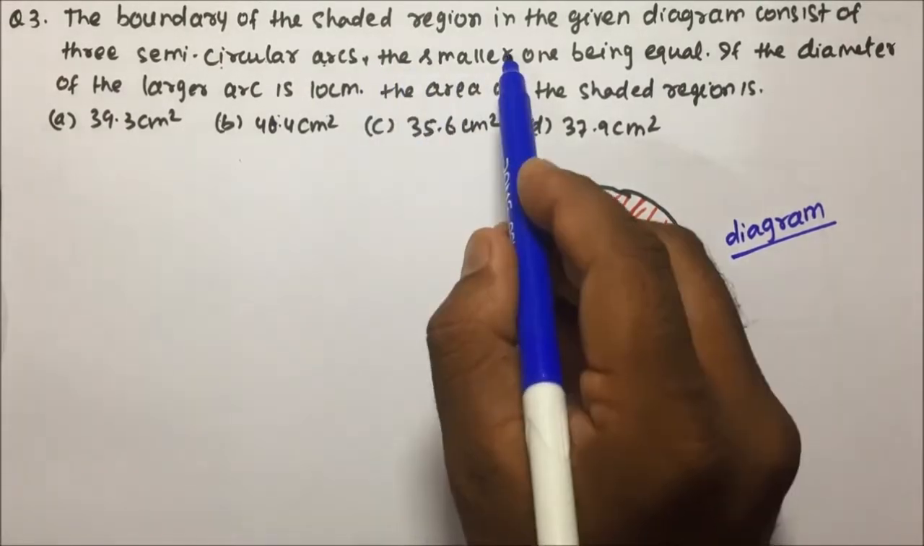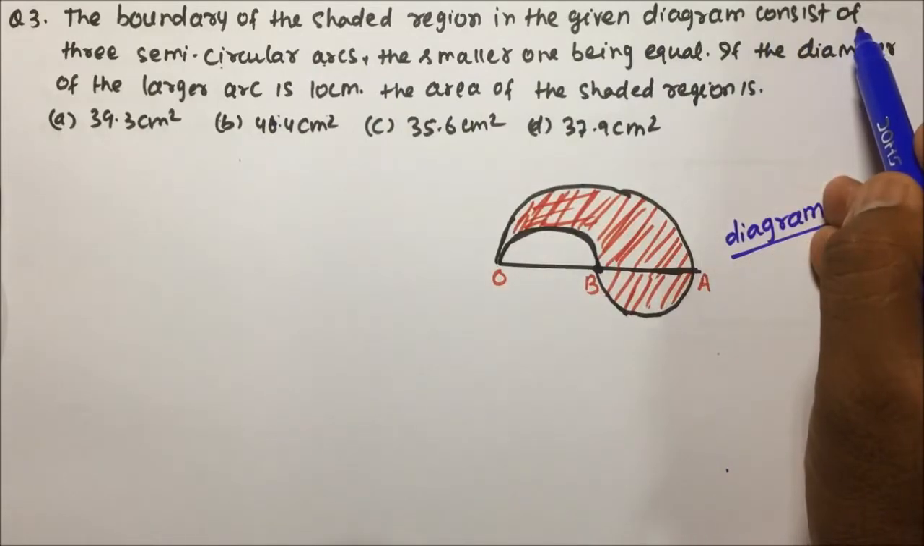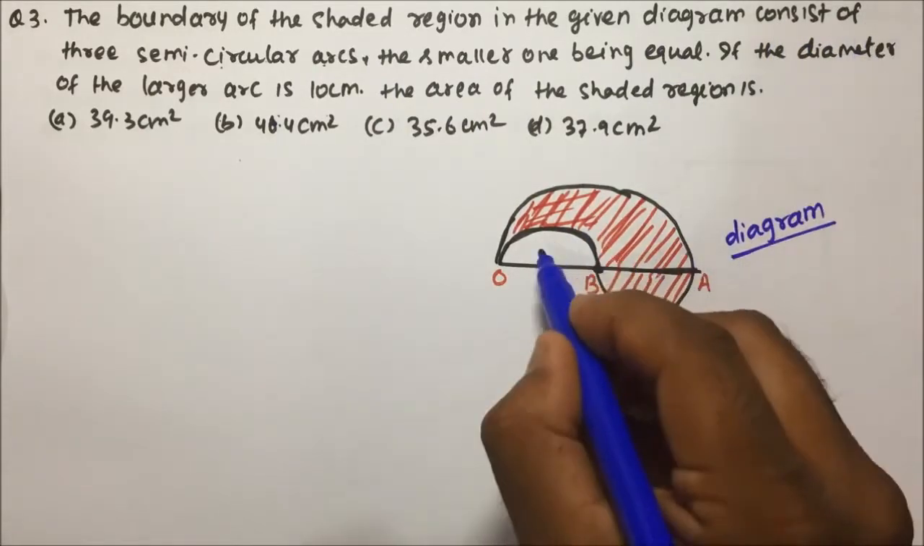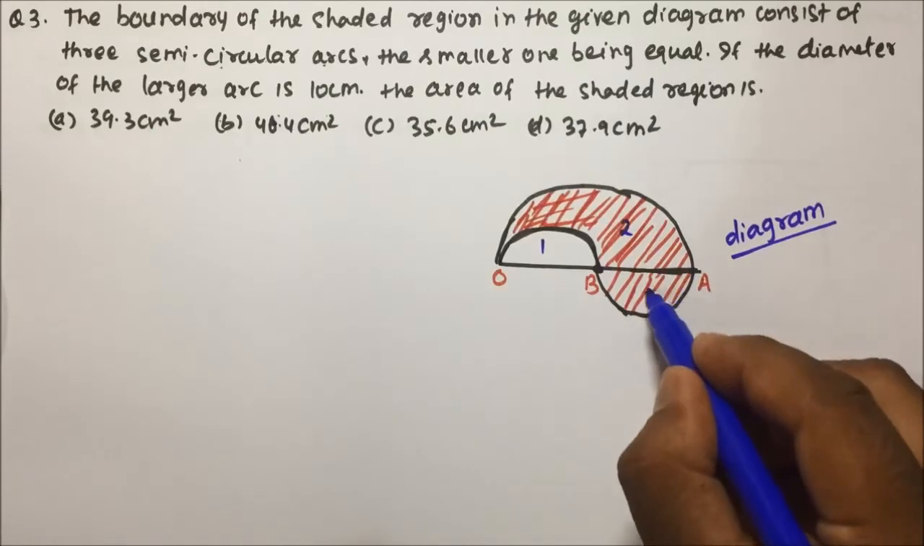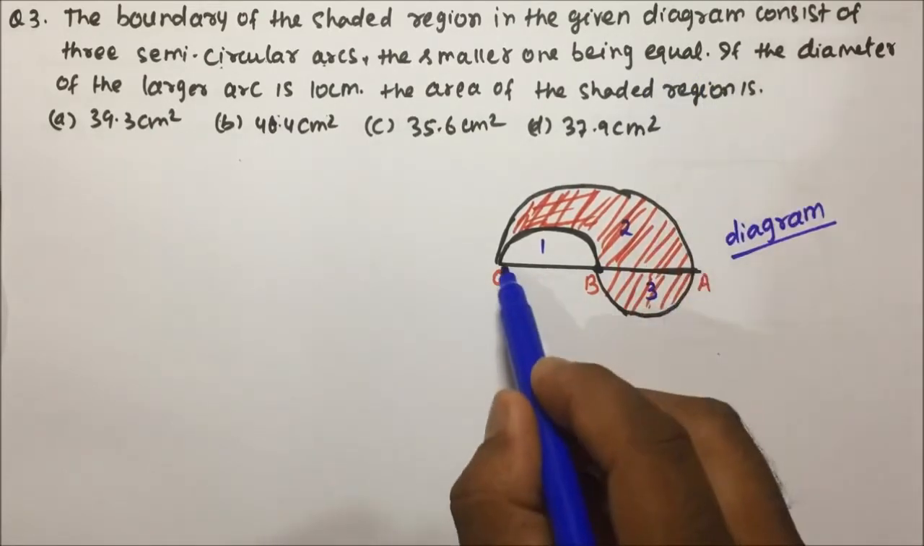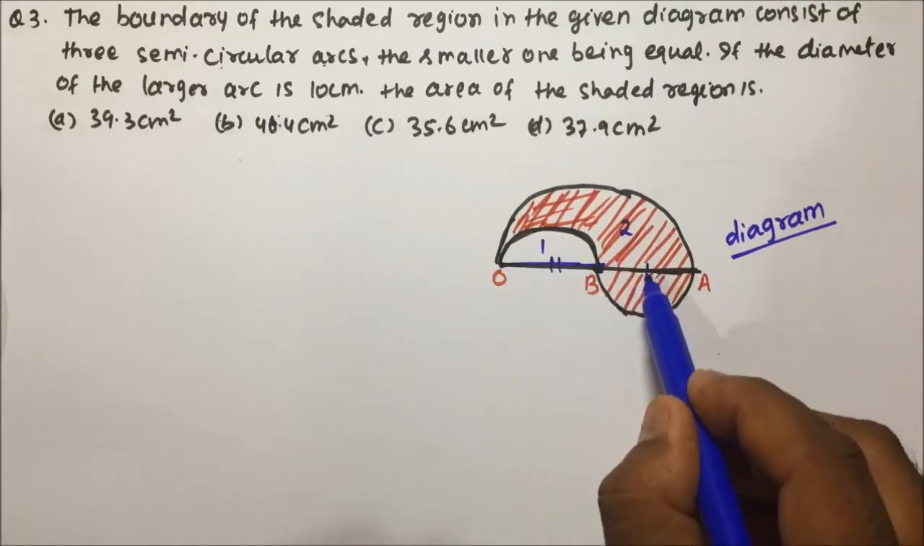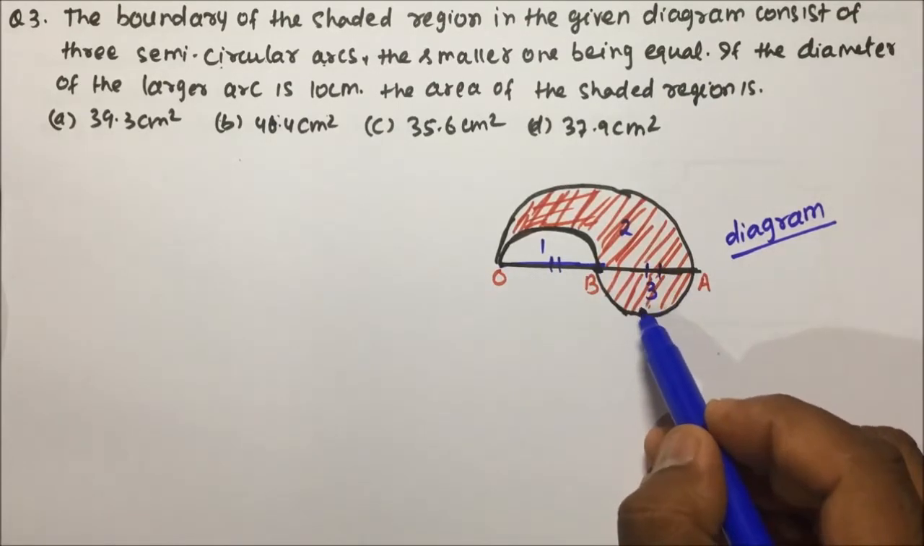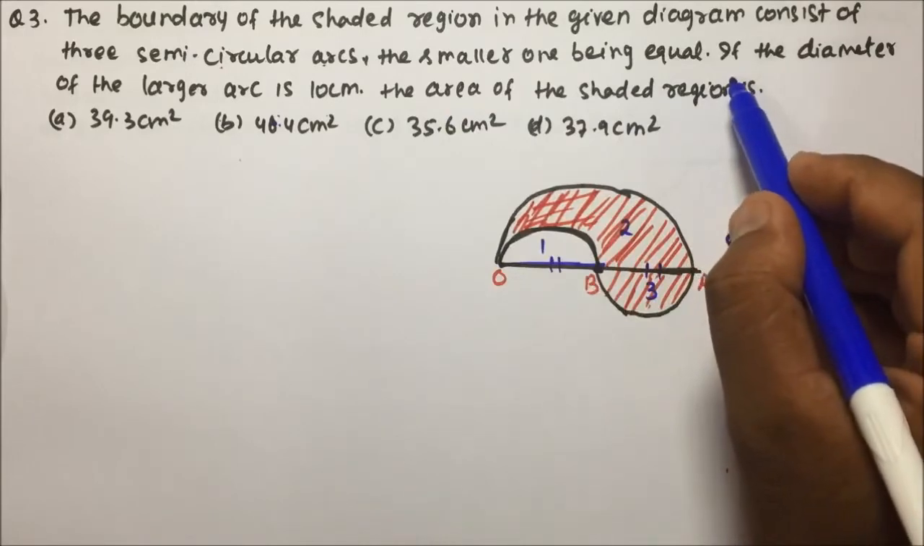See, the boundary of the shaded region in the given diagram consists of 3 semicircle arcs. So this is the first semicircle, second semicircle, and third semicircle arc, the smaller ones being equal. So these 2 semicircle areas are equal, right? Okay, so these 2 semicircles are equal.